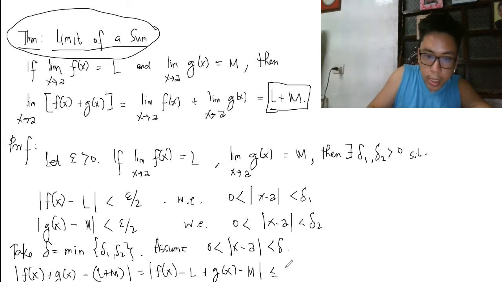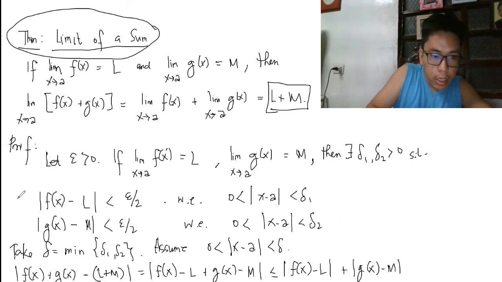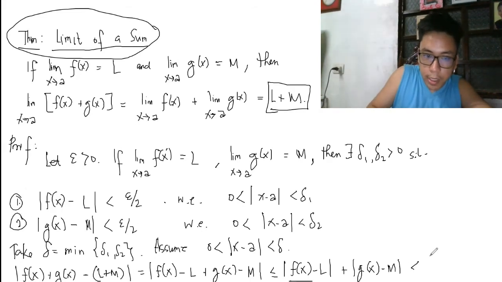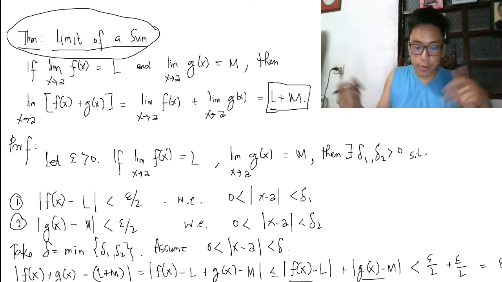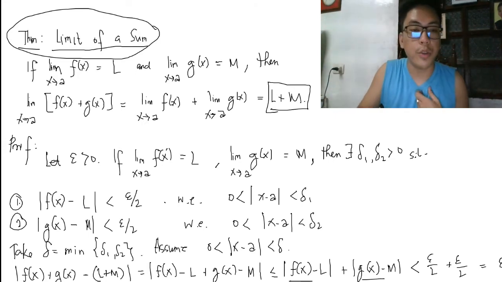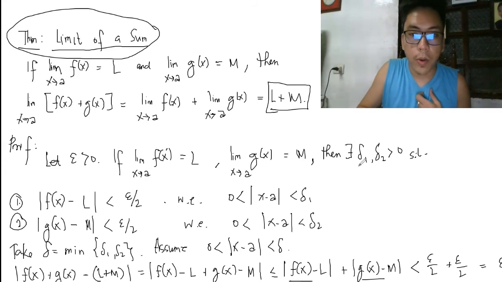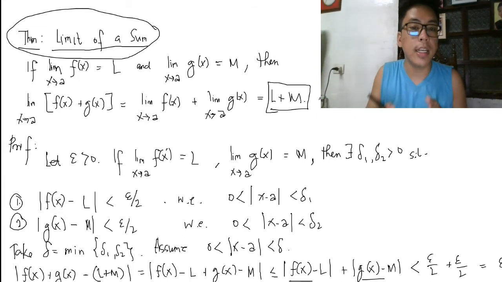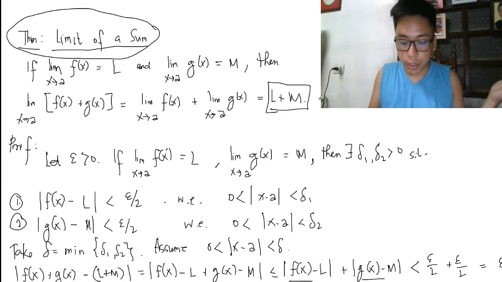And by triangle inequality, this is at most the absolute value of f of x minus L plus the absolute value of g of x minus M. And this one is 1, this is 2. So by 1, this is less than epsilon over 2. And by 2, this is less than epsilon over 2. That's equal to epsilon. So therefore, we have proven that this theorem is actually true. So the limit of a sum of two functions is technically the sum of the limits of the two functions.